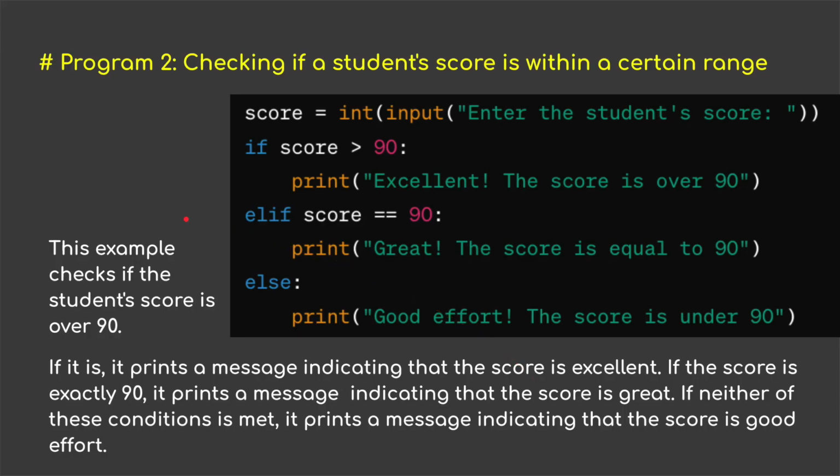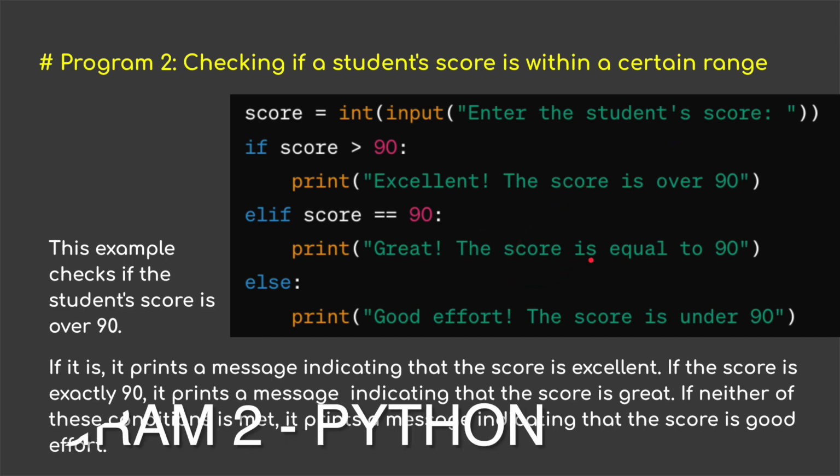For this next program, we've got a score, and this is a number. So score equals int input, enter the student's score. If score is greater than 90, print excellent, this score is over 90. It's a little bit like the example I showed you at the very beginning. Elif score equals 90, print the score is equal to 90. Else, good effort, the score is under 90. So it's going to do one of these 3 options based on what number we put in for the student score. Let's have a look in Python.